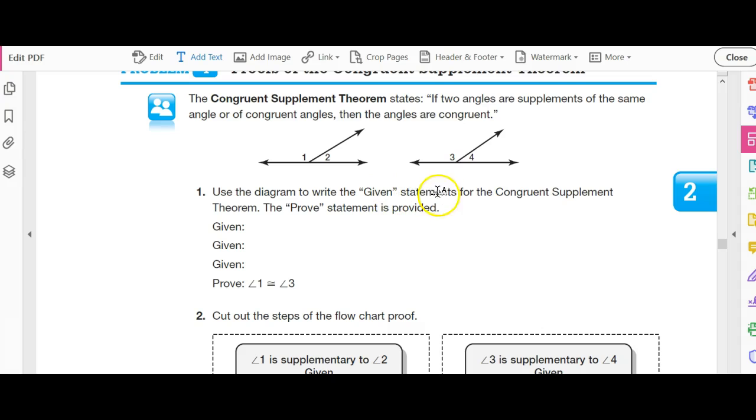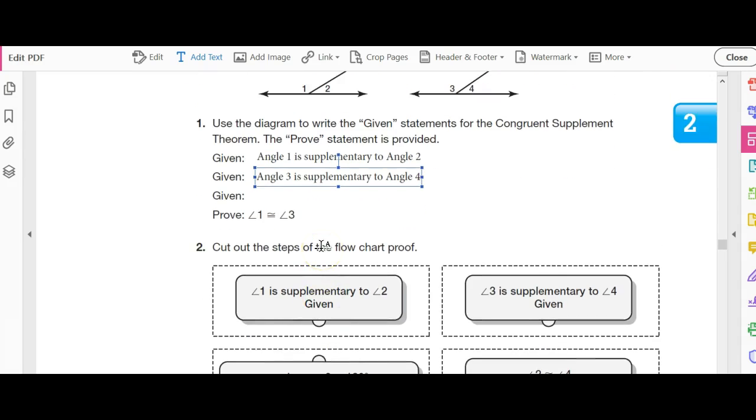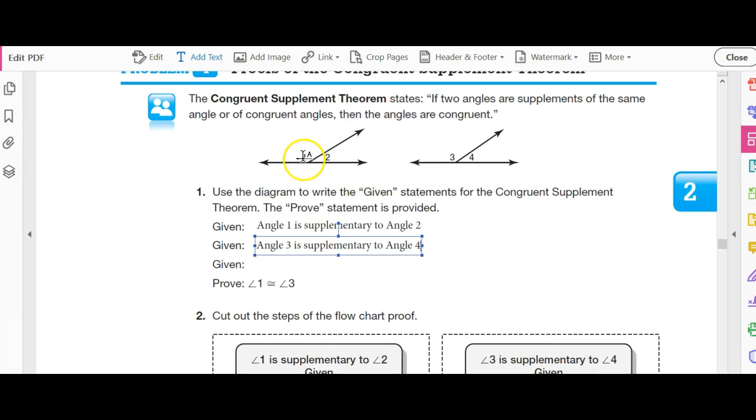Use the diagram to write the given statements for the congruent supplements, right? So we're going to say, let's say, angle 1 is supplementary to angle 2. And down here we'll say, angle 3 is supplementary to angle 4. And then the next thing, they want us to prove that 1 is congruent to 3.